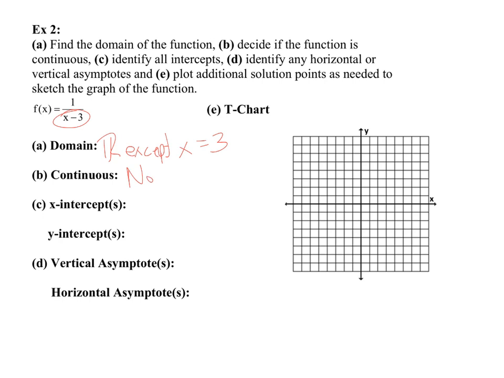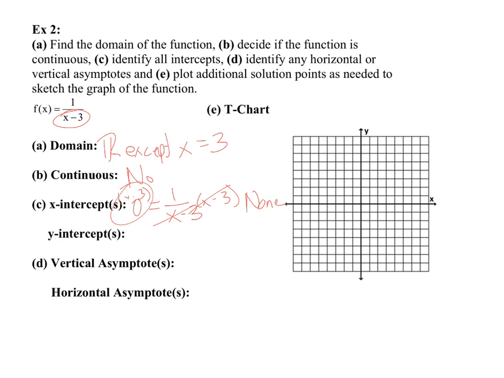Now, figuring out the x-intercepts. How do you figure out the x-intercept? You set the opposite variable equal to 0. Set y equal to 0. Remember, y is the same thing as f of x. All right, and then I can multiply by x minus 3 on both sides. And you'll notice that the x's disappear. All right, we get 0 here. So there is no x-intercept.